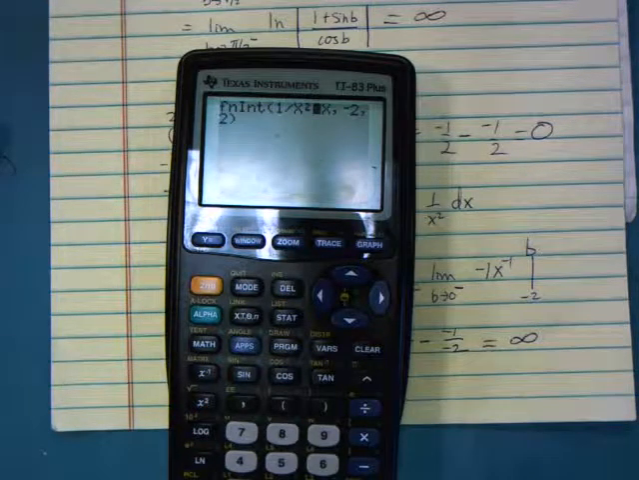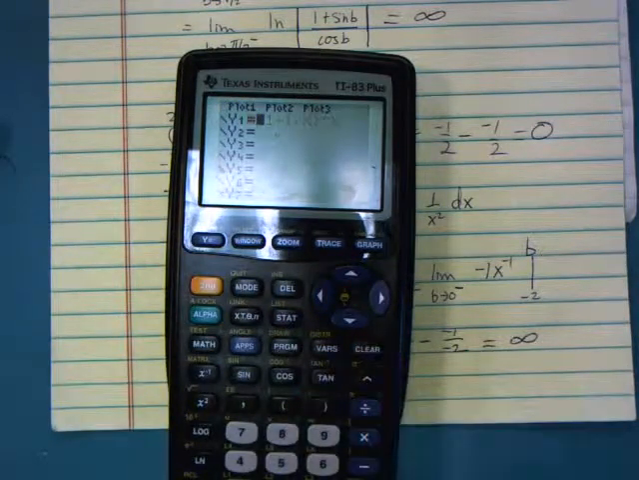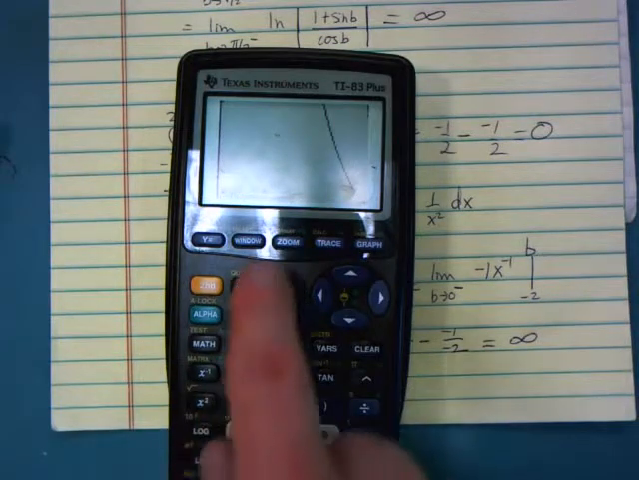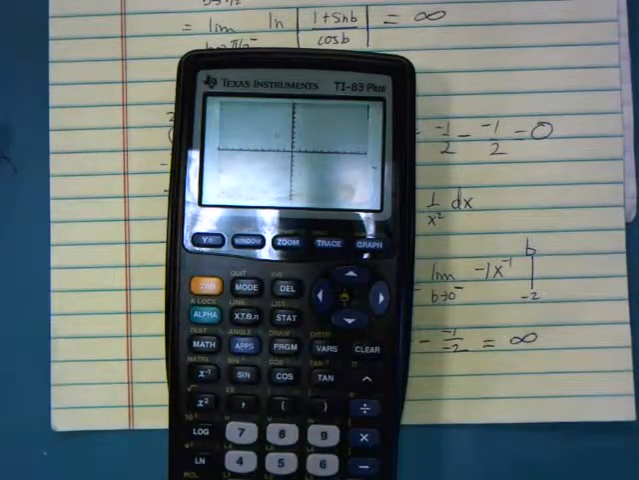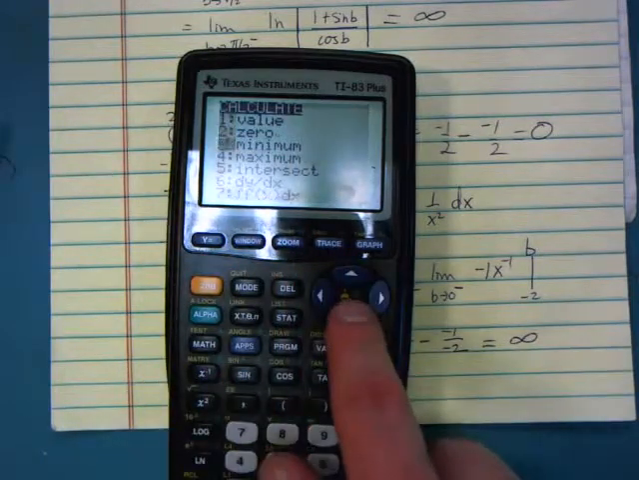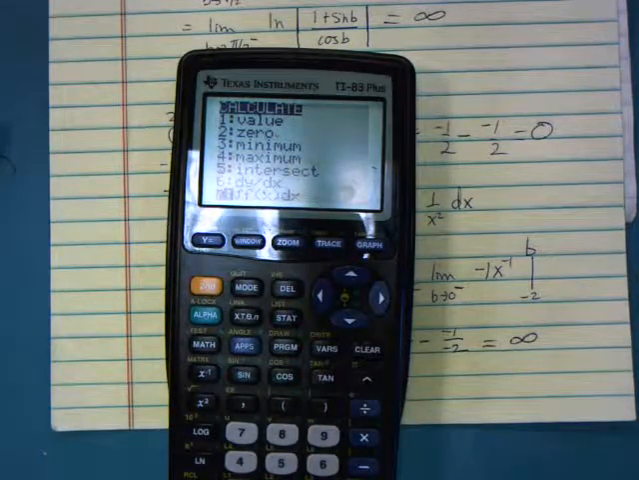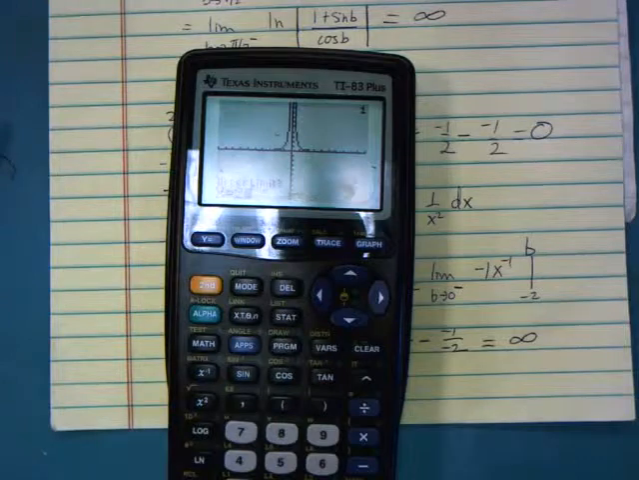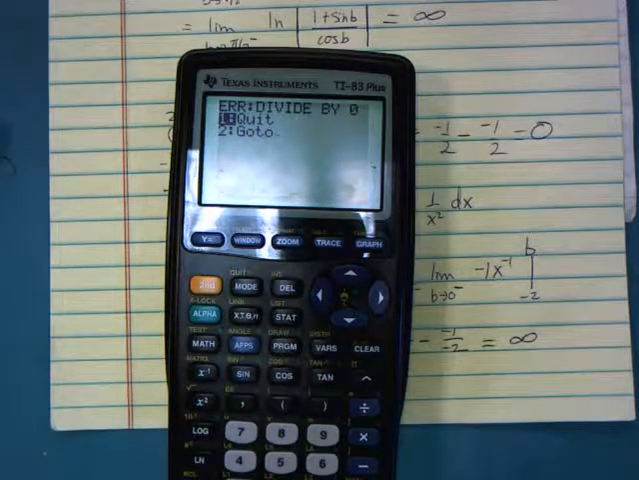Your other option, Colin is correct, the other option is you can go 1 divided by x squared and draw the graph. And then, under calculate, which is up here on trace, I can calculate the integral and tell it lower bound, negative 2, upper bound 2, and once again the calculator says I can't do it. That's a good way to check it. It's an excellent way to check your answer, that's correct.